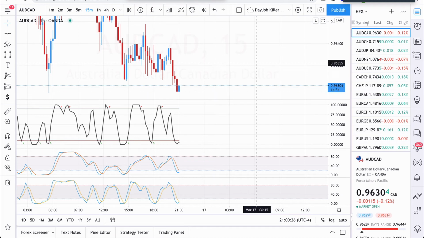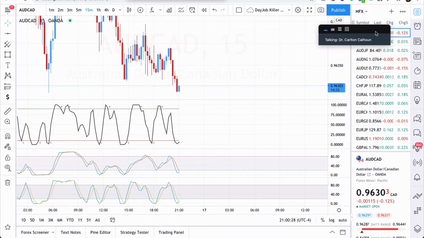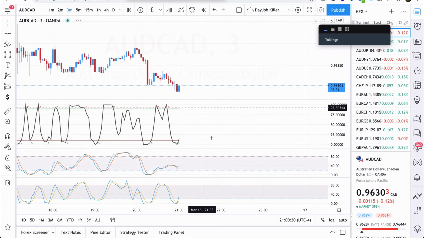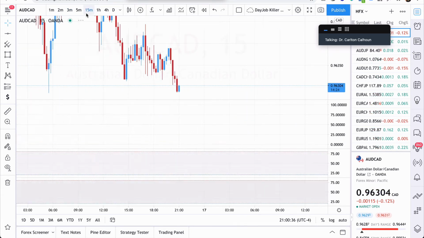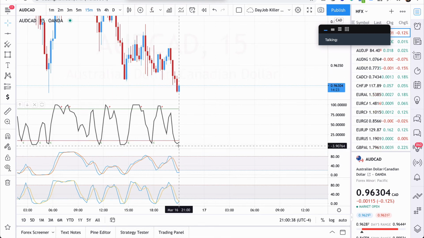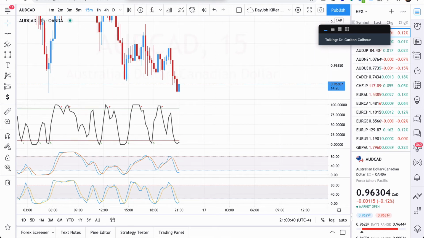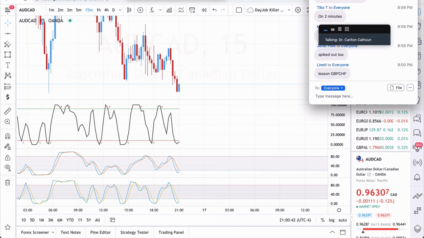AUD CAD. Yep, I would take that one. You got the C 30 seconds ago. Looking at the 15, that's one that I would take. So let me go to AUD CAD.